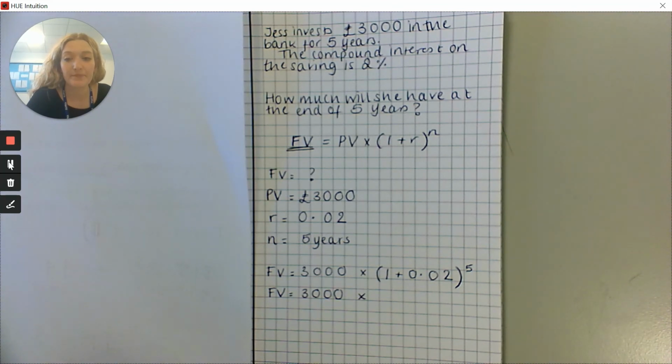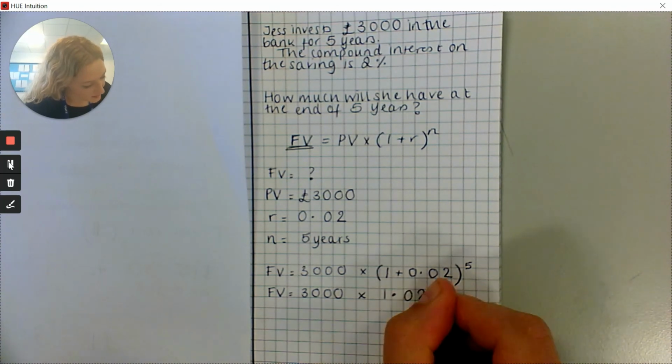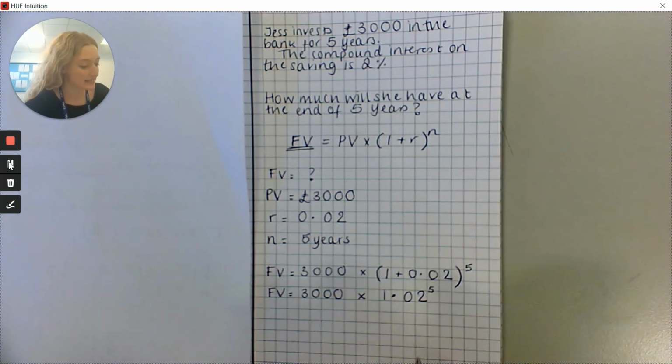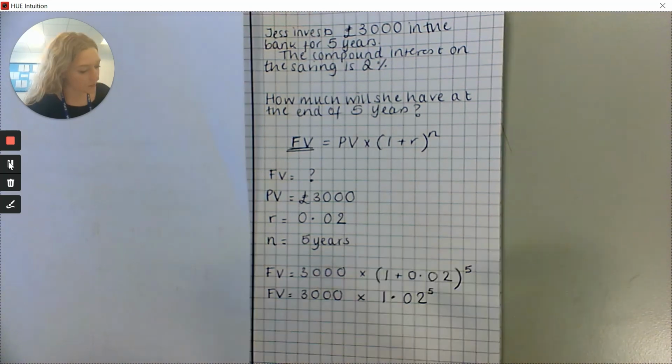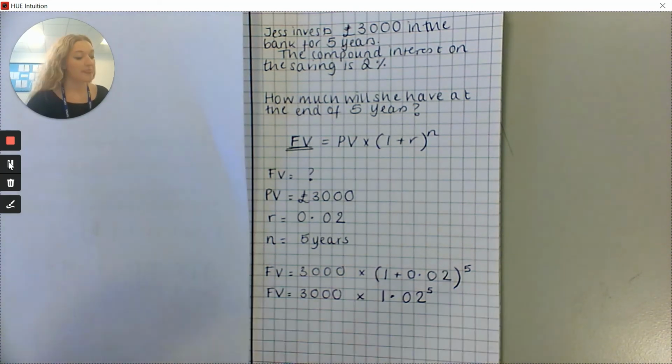Good. 1.02 to the power of 5. That's exactly the same thing. I've just worked out what's inside my bracket and then raised it to the power of 5, just like here. Okay, it's exactly the same thing. And then I'm going to type that into my calculator.